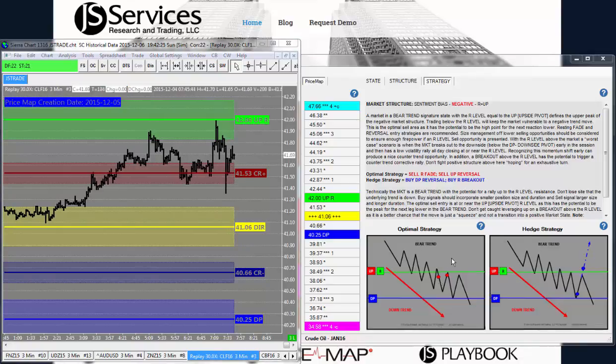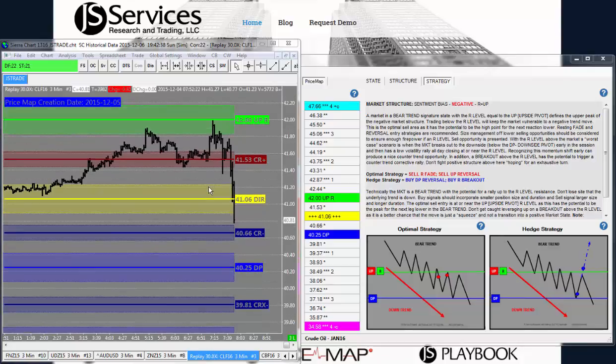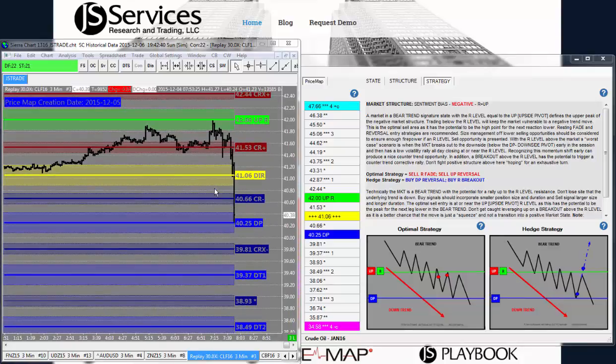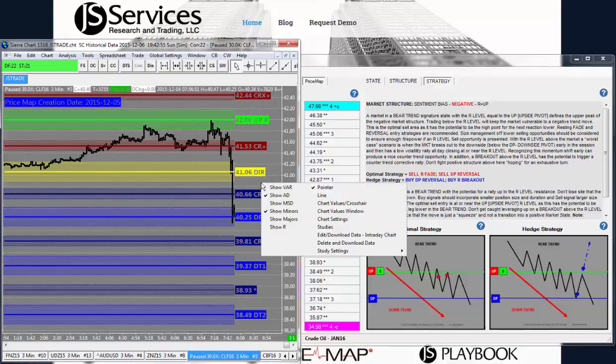So what theme are we in? We're still in this optimal strategy theme, so we're selling strength. We're selling strength against here. We're anticipating this market to start to perform like a bear trend. And here the market just pays us out. This happened really fast. The market likes to trade in those segments, so this was a full 2-segment move.